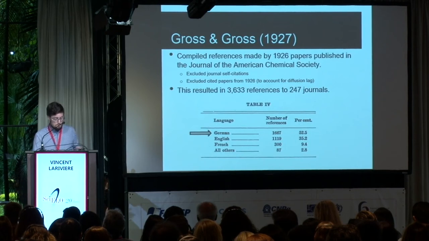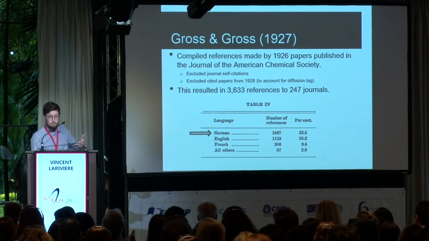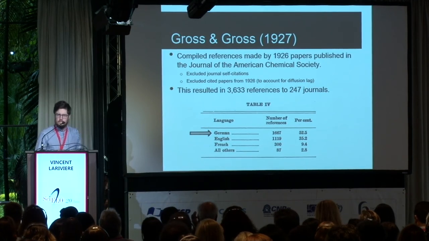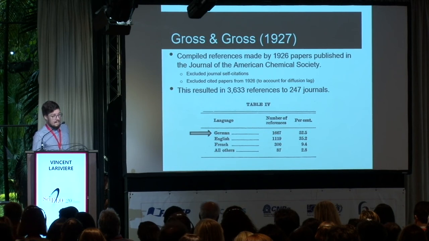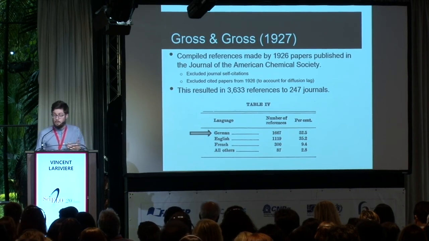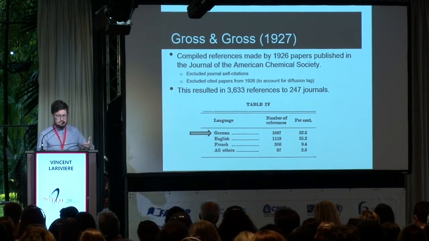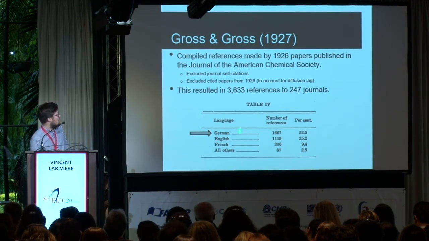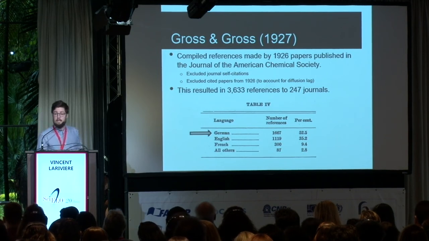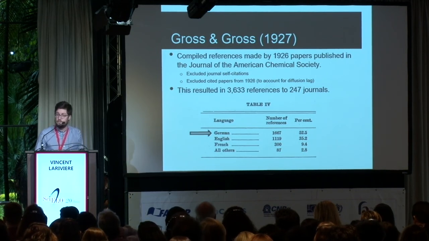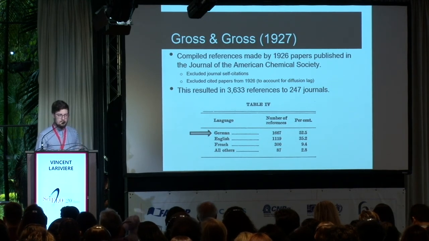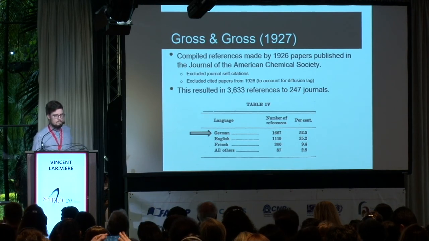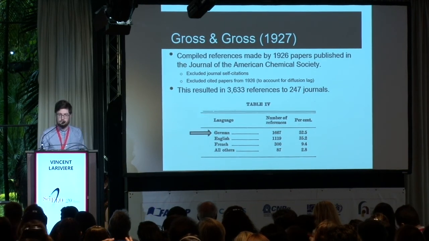And so what did they do? Well, they compiled the references made, of course manually, by the Journal of the American Chemical Society. They excluded journal self-citations. And this is quite interesting, when we know that today most of the science that is indexed is published in English. In their list, most of the references were actually made to German journals rather than English journals. Of course, that excluded the Journal of the American Chemical Society, but we see that the situation we have today is not something that existed even in the natural sciences about 100 years ago.